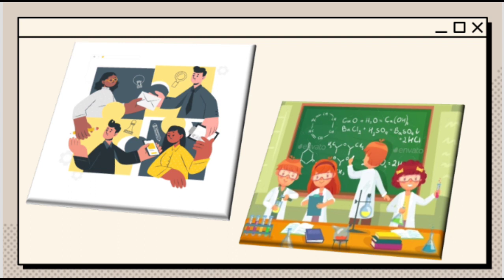So first, let us define what is collaboration. Collaboration is the process of two or more people, entities, or organizations working together to complete a task or achieve a goal. Meaning, it is an act or process of working together or cooperating.